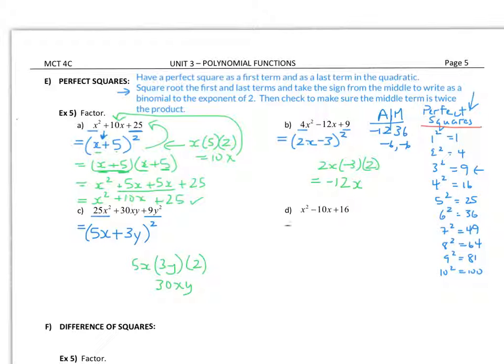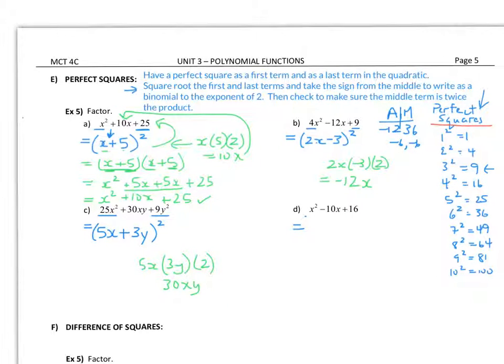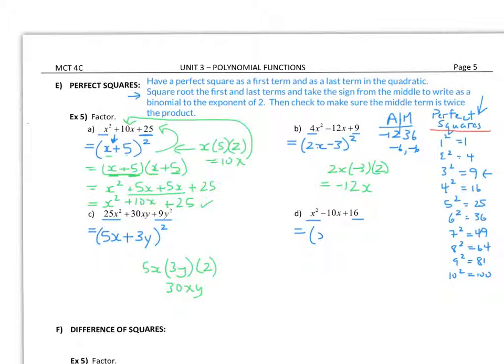Okay, the last one, perfect square, perfect square. I'm going to square root the first, I'm going to square root the last, and I'm going to take the sign from the middle, all to the exponent of 2, and then I'm going to check it. If I do x times negative 4 doubled, that gives me negative 8x. Uh-oh. So this one is an example of where it looks like it could be a perfect square, but it actually turns out that it's not a perfect square. So what we're going to do now is erase that.